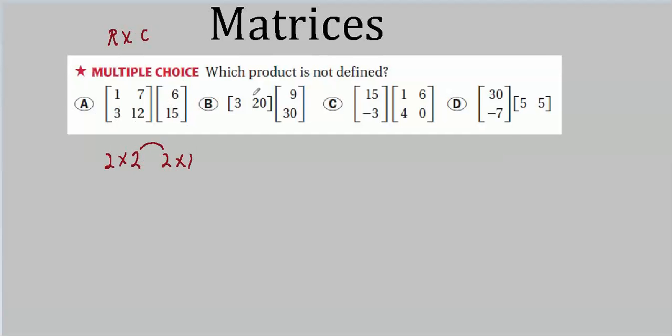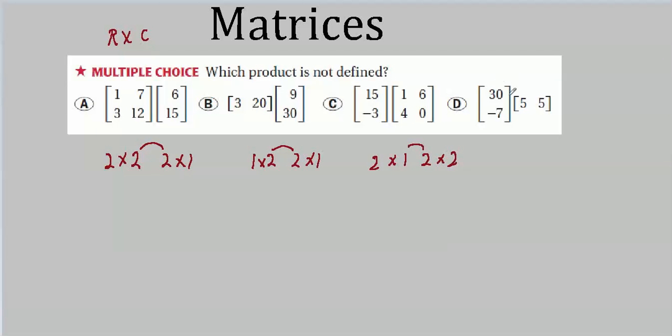What about this one? We have 1 row, 2 columns. Here we have 2 rows, 1 column. In fact, we just did one like that, didn't we? A row vector and a column vector. That works. That's okay. What about this? We've got 2 rows, 1 column. Here we've got 2 rows and 2 columns. Uh-oh, that doesn't look right. What about this one?